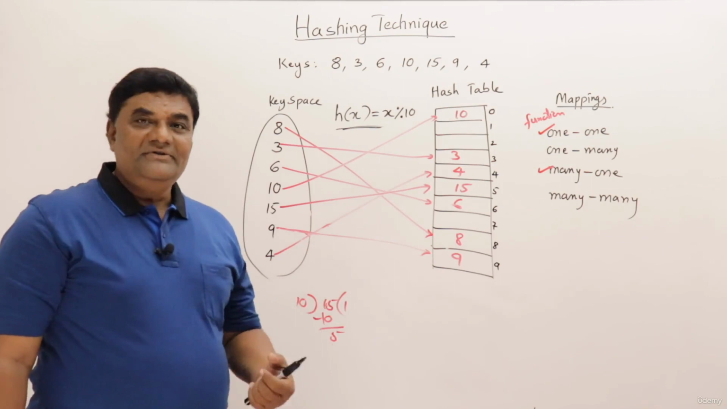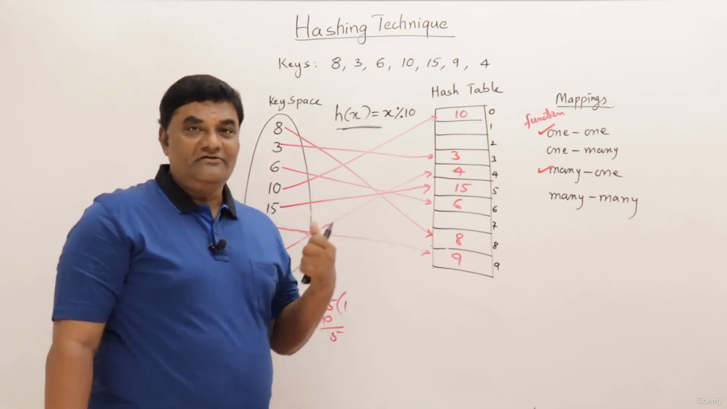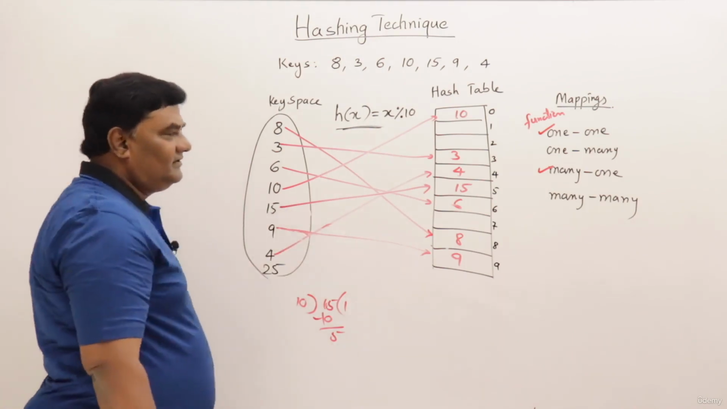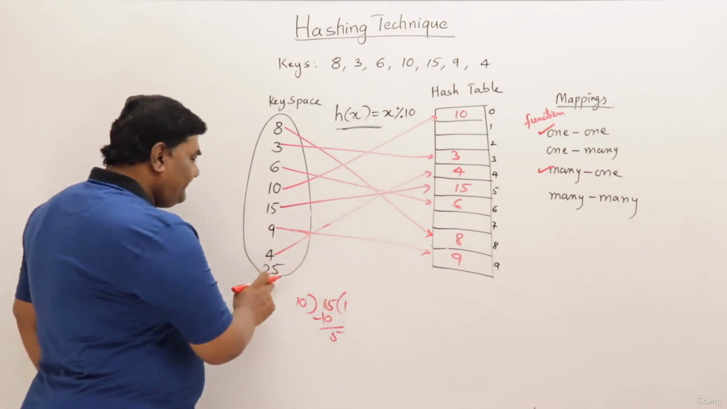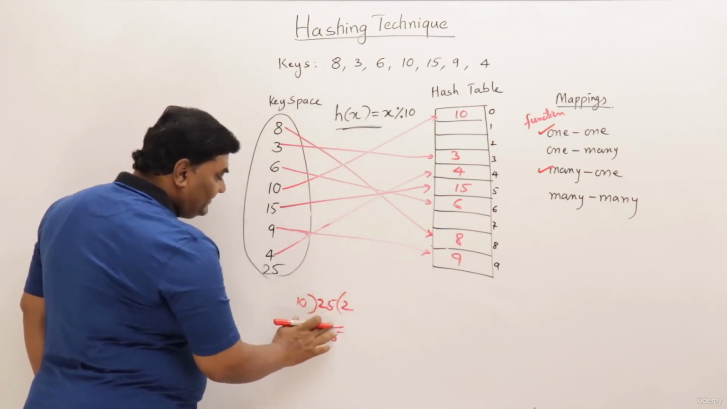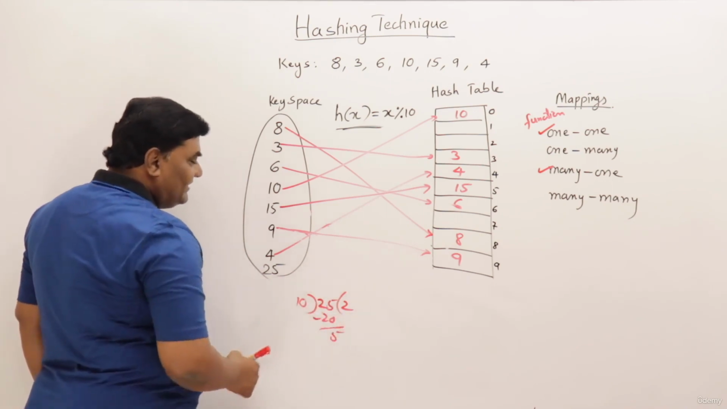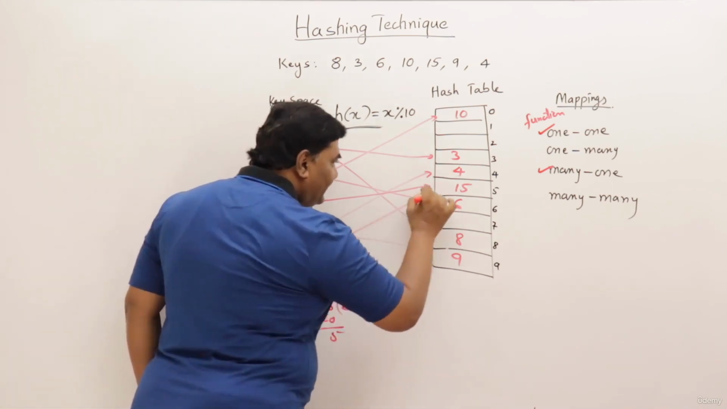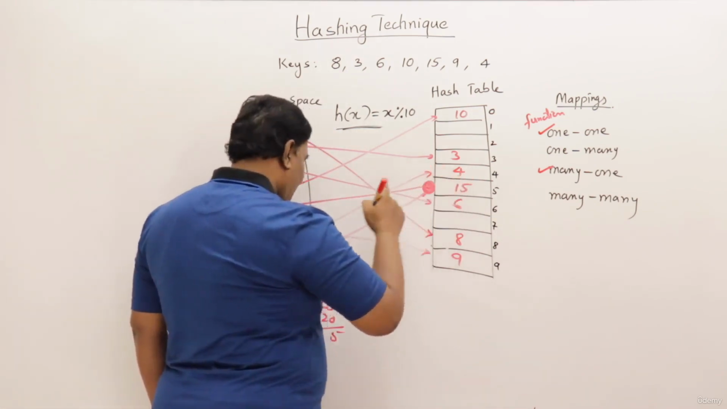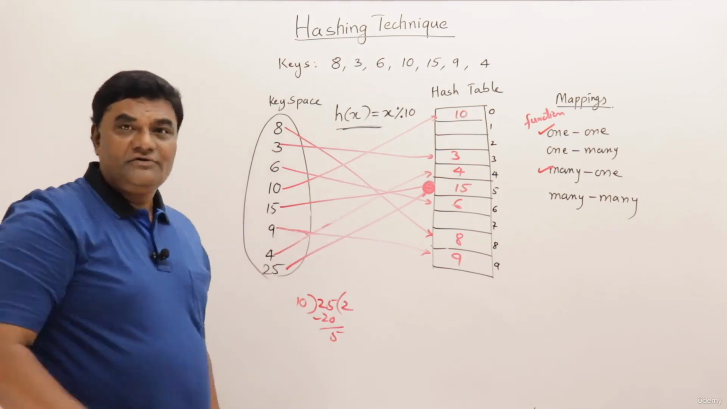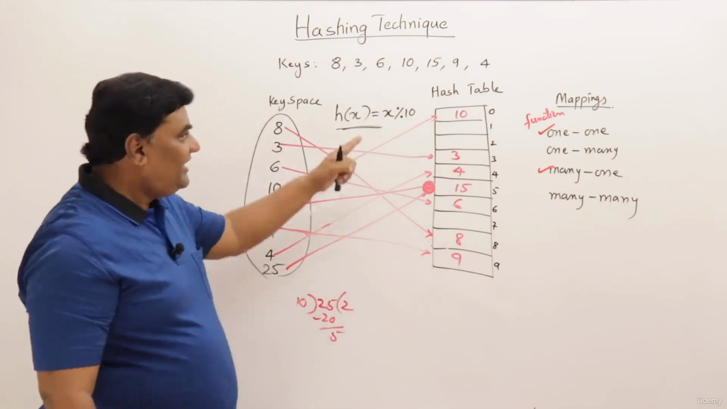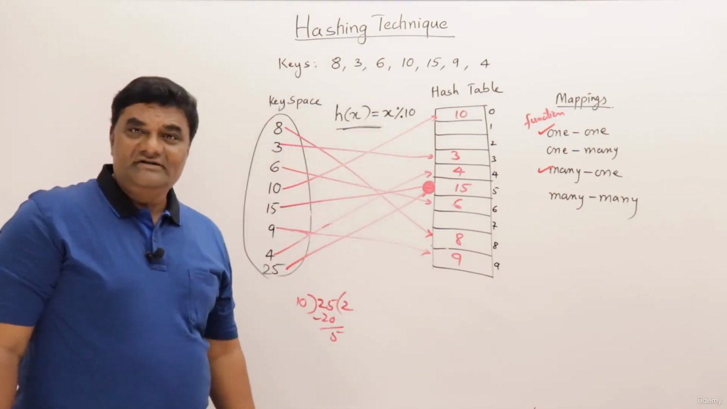Now let us see the problem with this modulus hash function, the drawback of the modulus hash function. If I have a key value 25, where should it be mapped? 25 mod 10. 10 goes up to 20, and the remainder is 5. So this 25 is also mapped on index 5. See, 15 is already present there, and then for 25 there is no space. So two keys are mapped at the same index because of this modulus hash function.